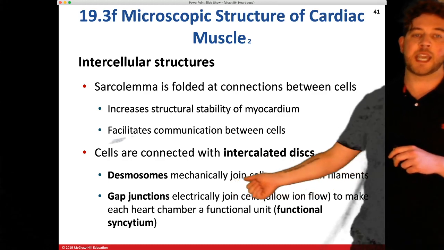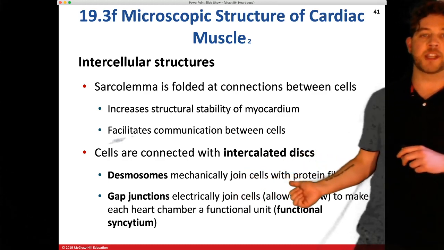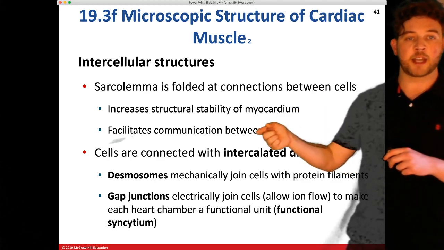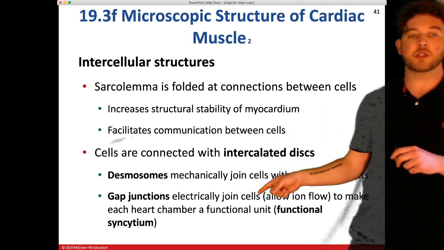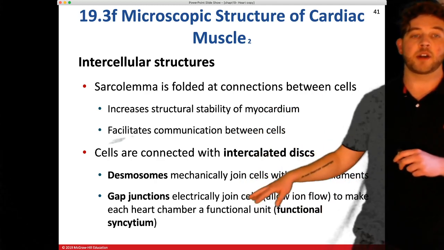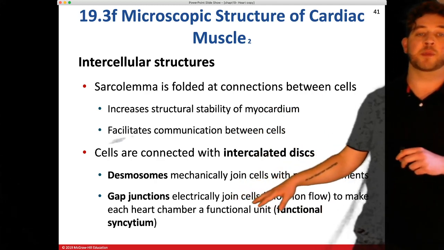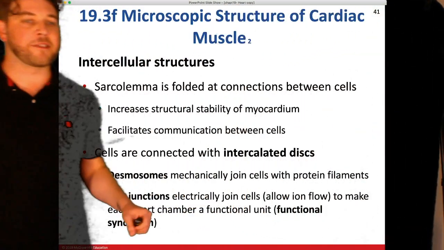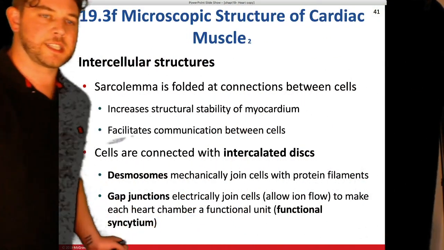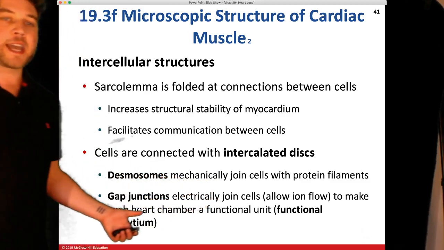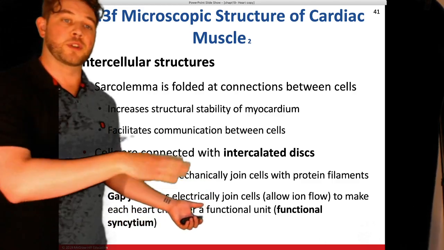The desmosomes mechanically join cells with protein filaments, so this is a physical hold between one cardiac muscle cell and the next one. And the gap junctions electrically join cells, which allows ion flow to make sure that each heart chamber is a functional unit, a functional syncytium. We'll talk about this. This is one of my favorite words, syncytium. It's just fun to say. So these desmosomes are going to mechanically join them. The gap junctions allow that ion flow to move through.